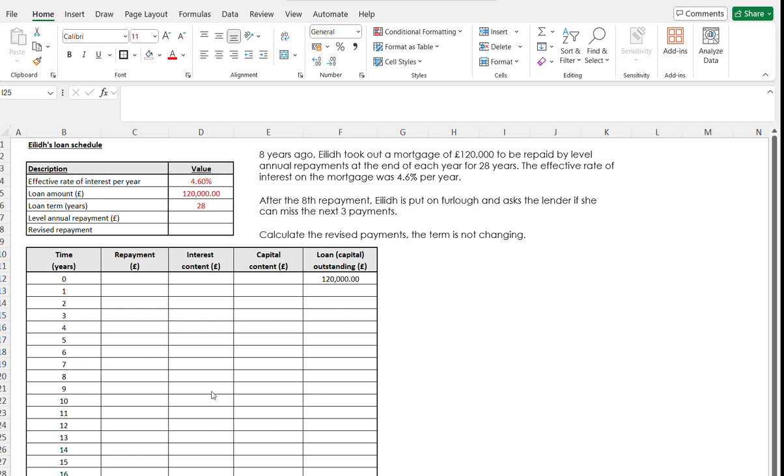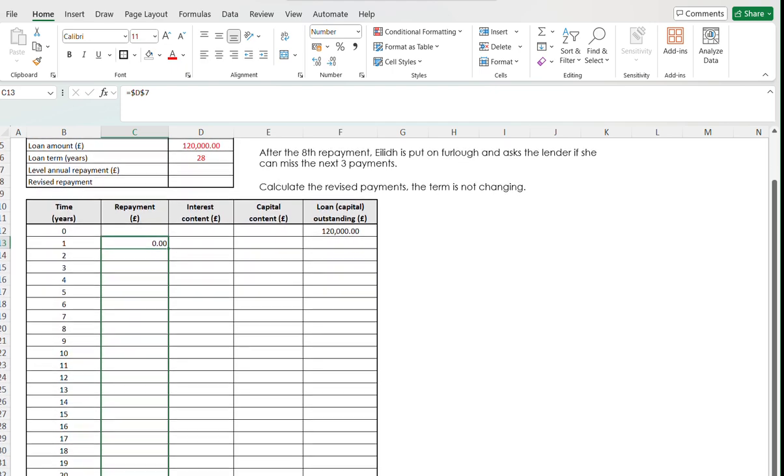Okay, so in the spreadsheet that we have just now, a lot of stuff is missing. So we're going to have to do goal seek to work out how much the level payment is in the first place, and then pop everything else in. Okay, so we know that our repayment amount to begin with is going to be our level annual payment here. Make that absolute, and we can fill that down to 28.